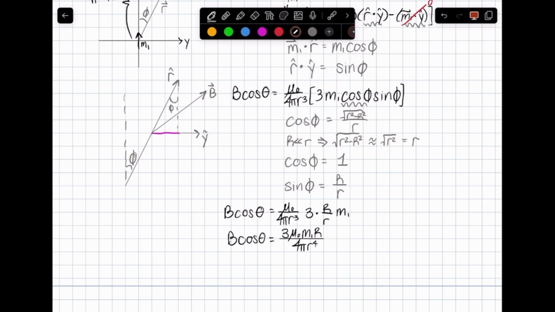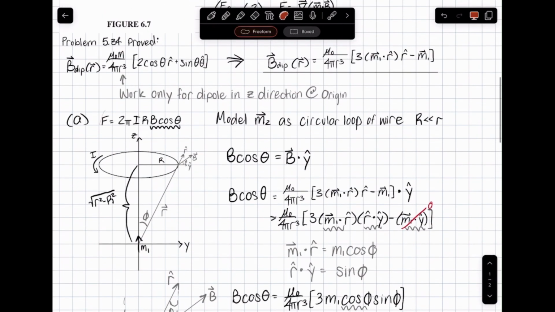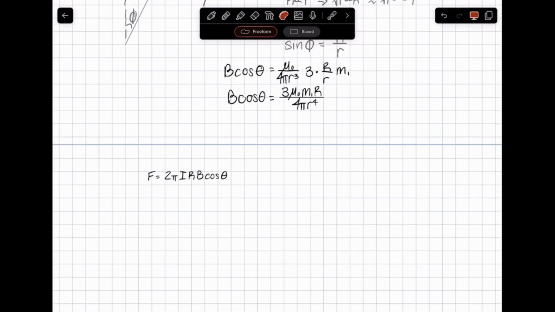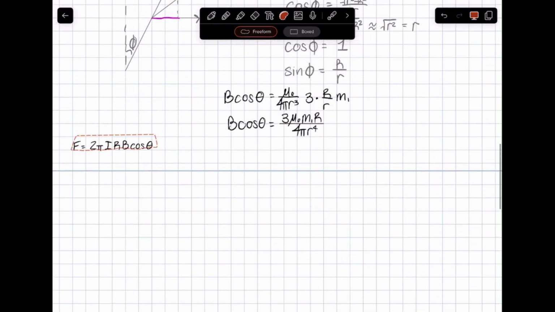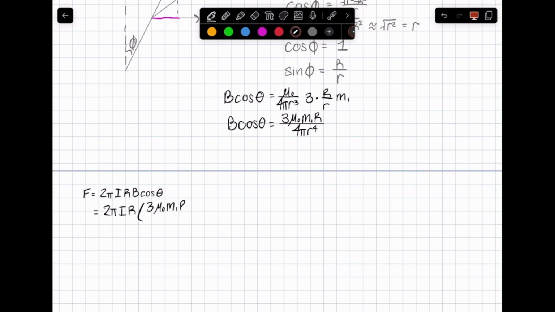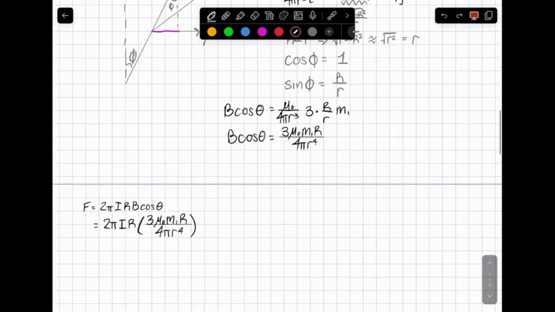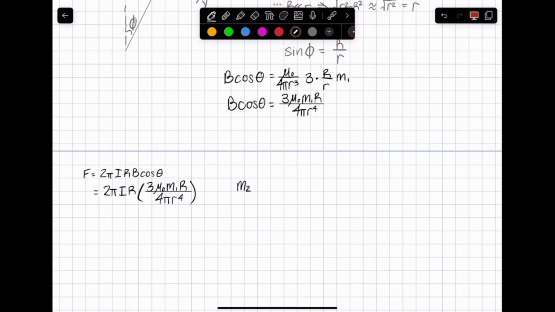Okay. And now let's go back to our force equation, equation 6.2. Now that we've defined B cos theta, we can plug that in. And I was going to mention this up here, but it works just fine. M2, when we model it as a circular loop of wire, it's going to be I dA.